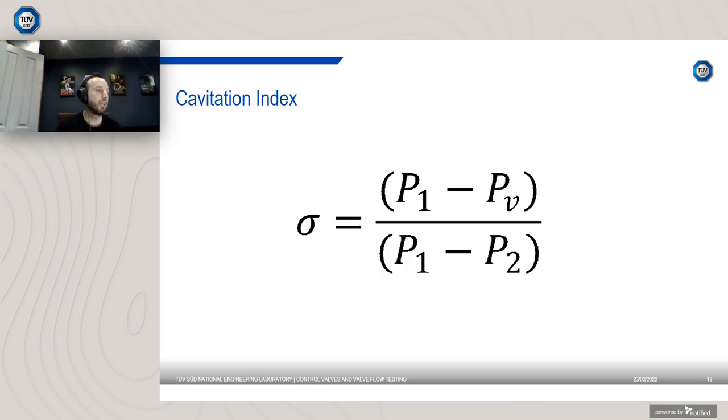Another term is the cavitation index, or sigma. This is a measure of the intensity of the cavitation within the valve. It can be calculated using the inlet pressure P1 minus the vapour pressure, divided by the overall pressure drop.